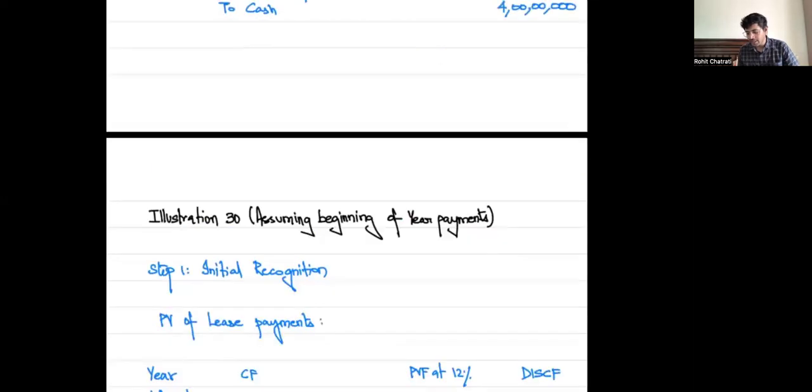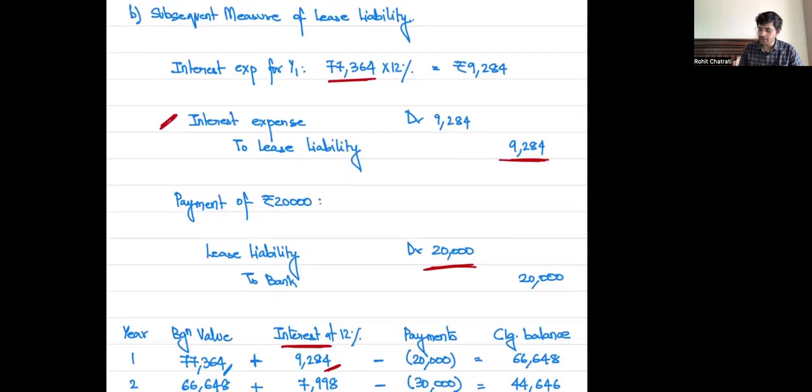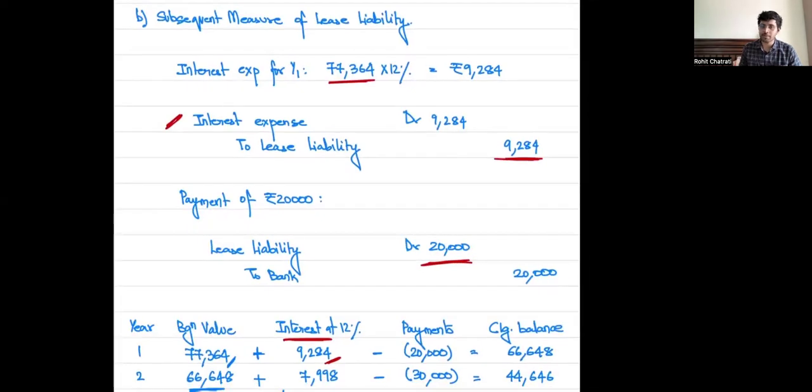Let me quickly show you the schedule. We calculated interest first for year 1 at 77,000 multiplied by 12%, and we then have payment for the year. In this case, payment is being done at the beginning of each year. The payment is being done today itself. So first we'll record the payment, and we will then have interest expense, because interest is recognized at the end of each year, whereas payment is being done at the beginning.